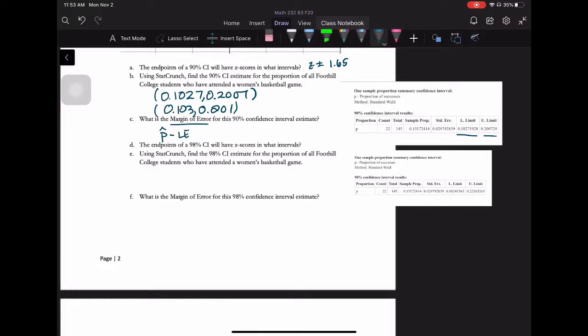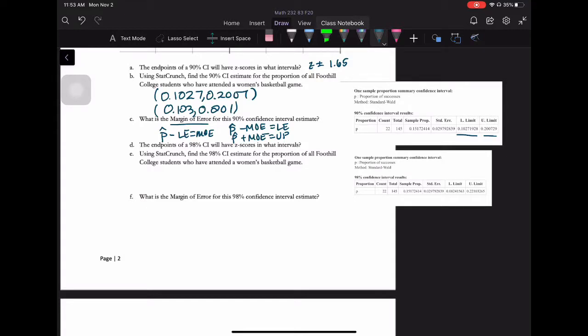Now the margin of error is calculated by taking the proportion p hat minus the lower endpoint, and that will give us our margin of error, because p hat minus our margin of error will give us our low endpoint, and p hat plus our margin of error gives us our upper endpoint. So we can swap the equation around to add the margin of error or subtract.